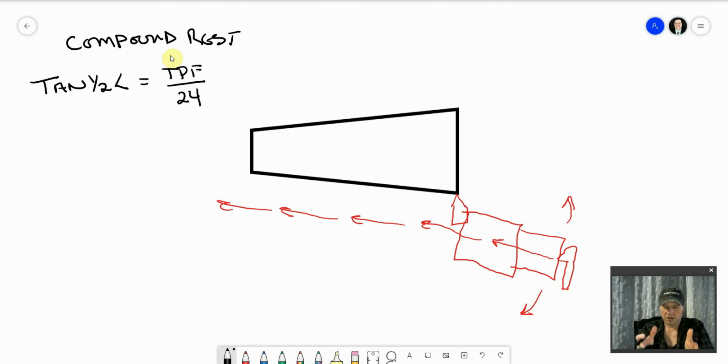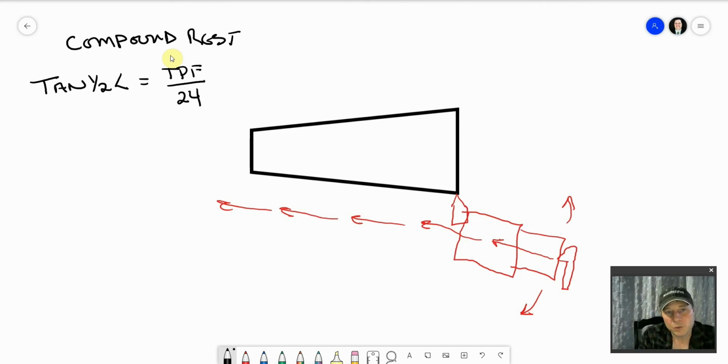But notice here, what we're solving, the compound rest setting, is this. You know how your compound rest swivels, right? So we're trying to figure out the swivel. It's sitting at 90 degrees. How much do I swivel that? Better yet, if it's sitting at 0, how much do I swivel it? That's what we're trying to solve.